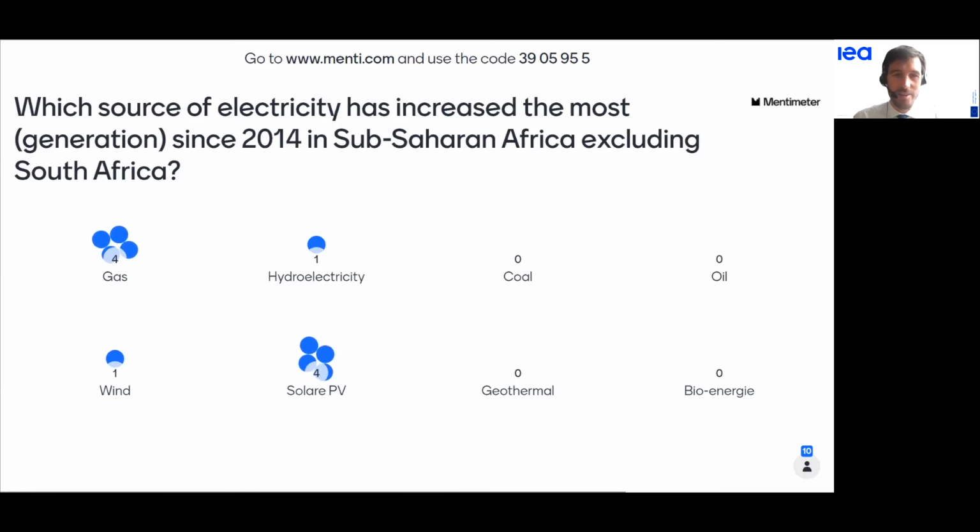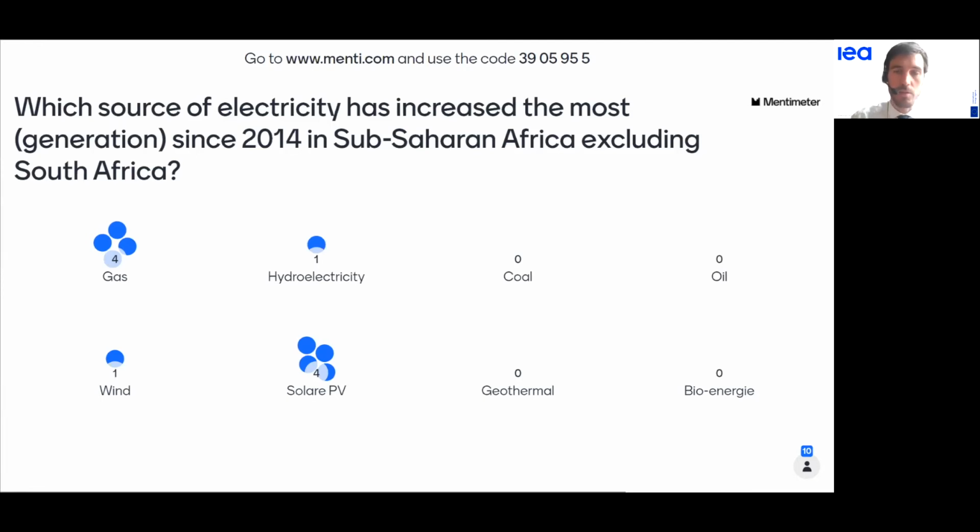Okay, so you are mostly voting for solar PV and gas. Actually, the number one energy in terms of growth over the past 5 years has been solar PV, rising at a rate of 30% per year. If we look at a longer period and looking at the entire decade, wind has been the fastest growing source of electricity. But you should keep in mind that the starting levels were very low. So that's why the growth paces are really higher.